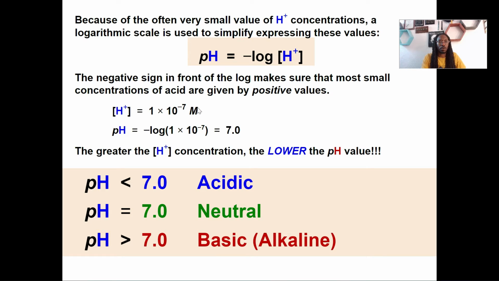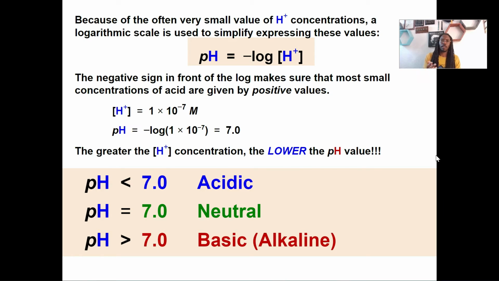So, for instance, if I got a 1 times 10 to the negative 7 concentration for my H+, well, if I need to find my pH value, I'm just going to do negative log of 1 times 10 to the negative 7, and that gives me a pH of 7. Okay, so here's the key trend you want to pay attention to: the greater the H+ concentration, the lower the pH value will be.